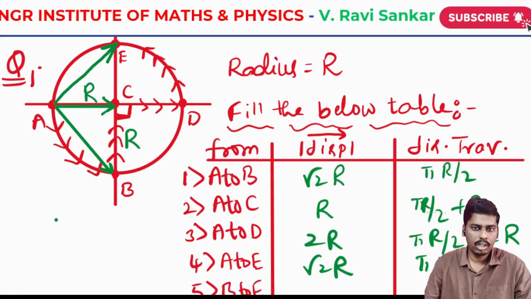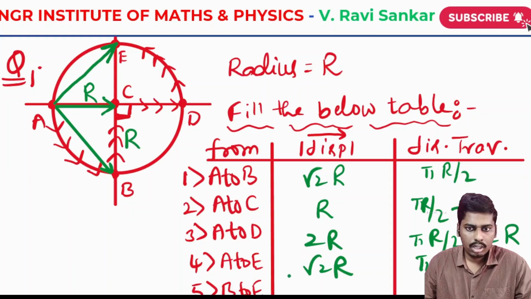And from B to E, the displacement is 2r. Again, it is 2r. And the distance traveled from B to E is r, pi r by 2 plus 2r.